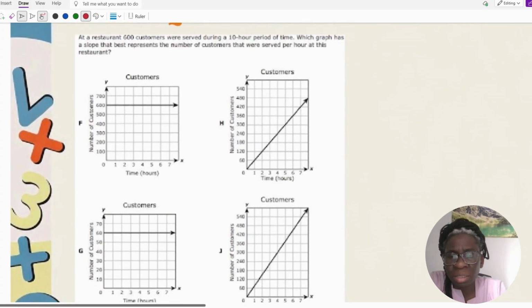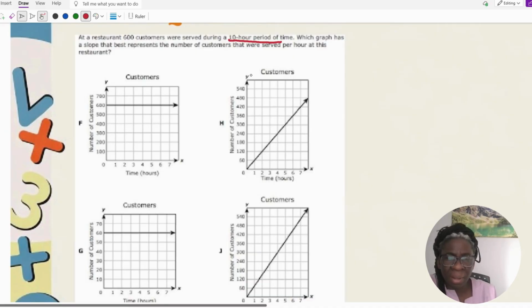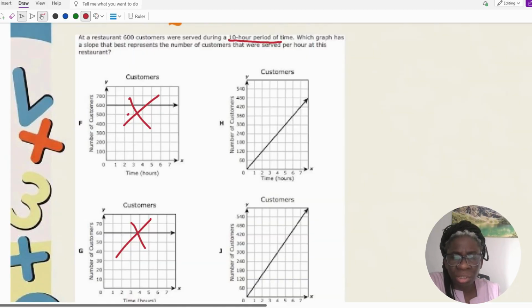At a restaurant, 600 customers were served during a 10-hour period of time. Which graph has a slope that best represents the number of customers that were served per hour at this restaurant? So it cannot be this because it is not constant. We're not given anything, nothing is constant here. So now it is between H and J. Now we're talking about 10 hours, 600 customers were served during a 10-hour period.